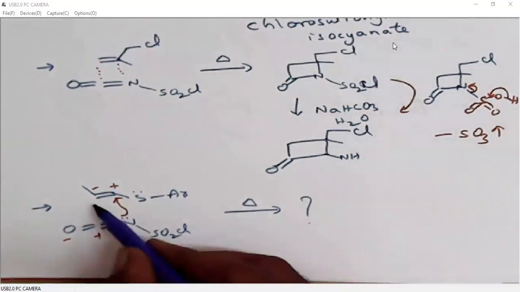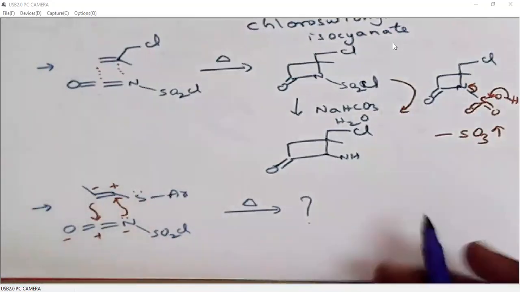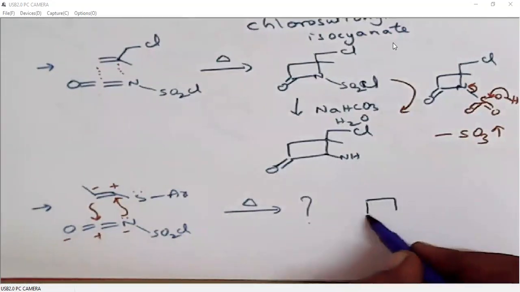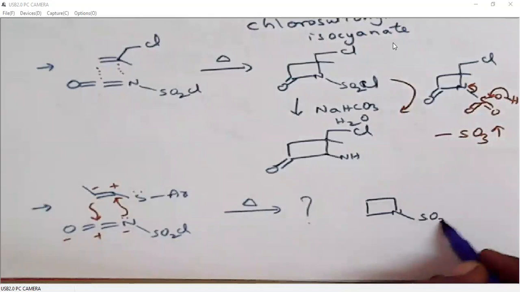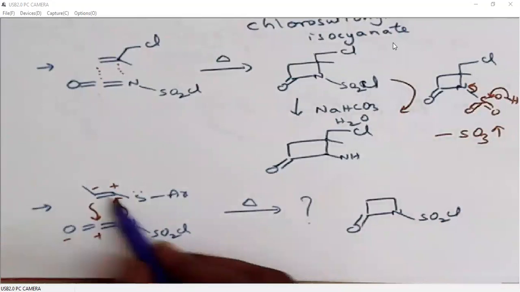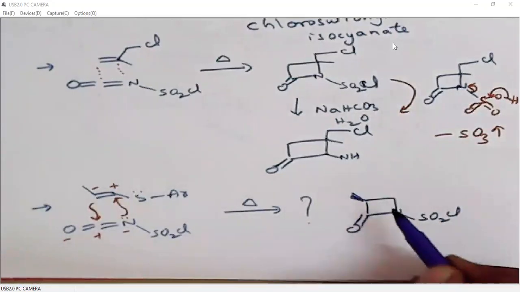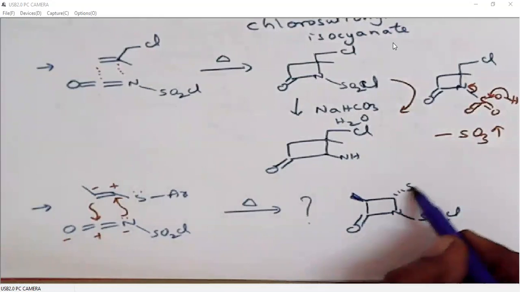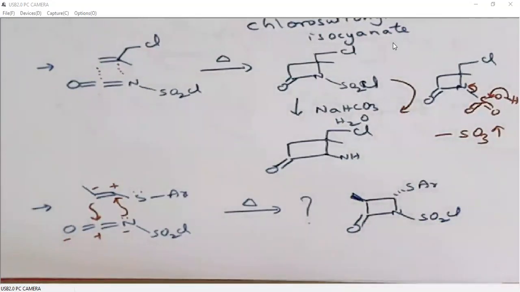Right, here it will undergo a 2+2 cycloaddition. So the product will be SO2Cl carbonate, and because it is a trans double bond, the two substituents, methyl and sulfur, are also trans in the product, right? In a pericyclic reaction, the stereochemistry of reactants will be retained in the product. So it is a trans double bond, so these two substituents must be trans in the product.